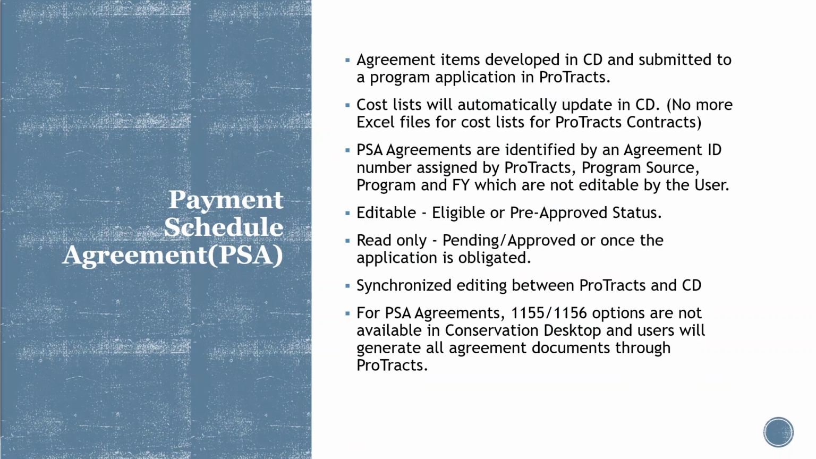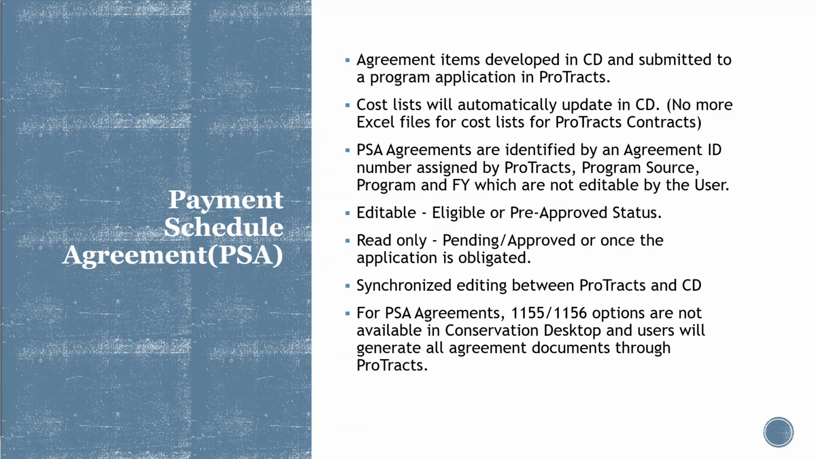So a payment schedule agreement, this is our typical ProTrax agreement contract. They're going to be developed in Conservation Desktop. Cost lists automatically update in CD. So no more do we have to send out an Excel sheet and say upload this to Toolkit and then, oh sorry, we used the wrong one. Here's another update. These ones are going to come straight from the payment schedule application tool. That's the payment schedule agreement. It's coming from that tool that Ron Brooks and Denise Atkins put together every year for the cost list.